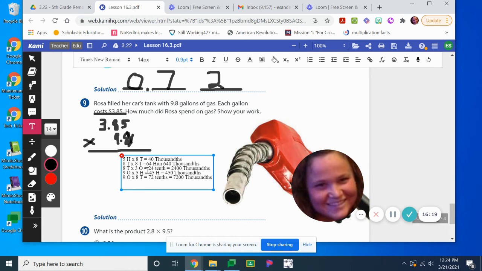And then last but not least, I have 9 ones times 3 ones. And that gets me 27 ones. But I need to go from ones to thousandths. So that means I have 27,000 thousandths. Holy guacamole. So then we add up all of these numbers in the thousandths section to get us our answer.